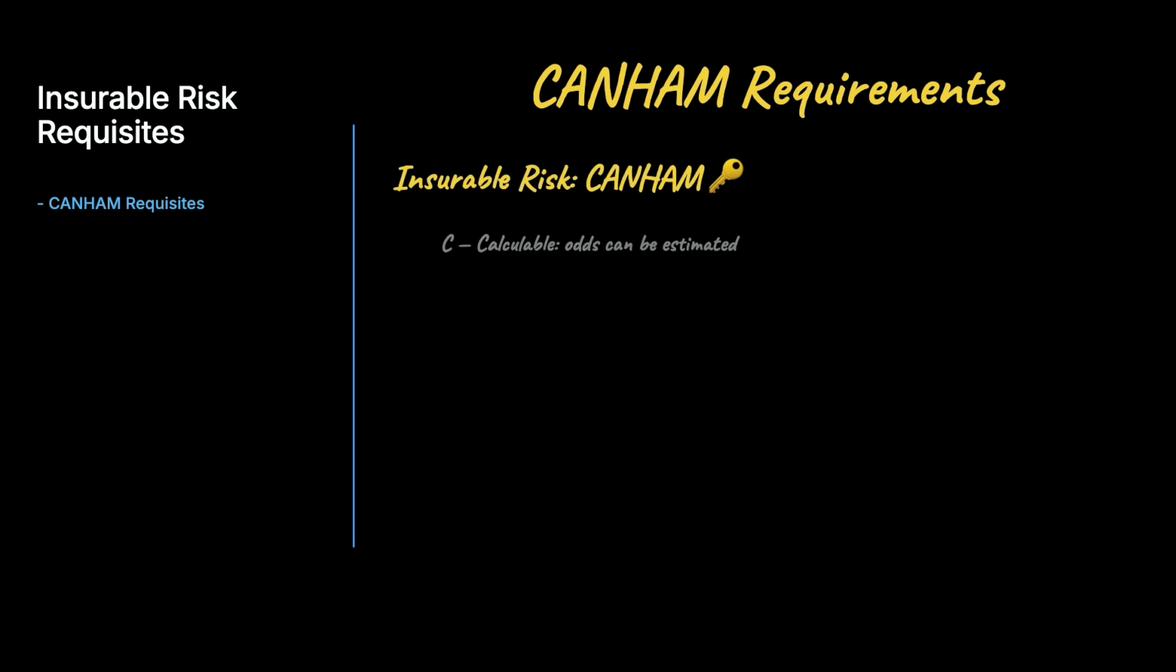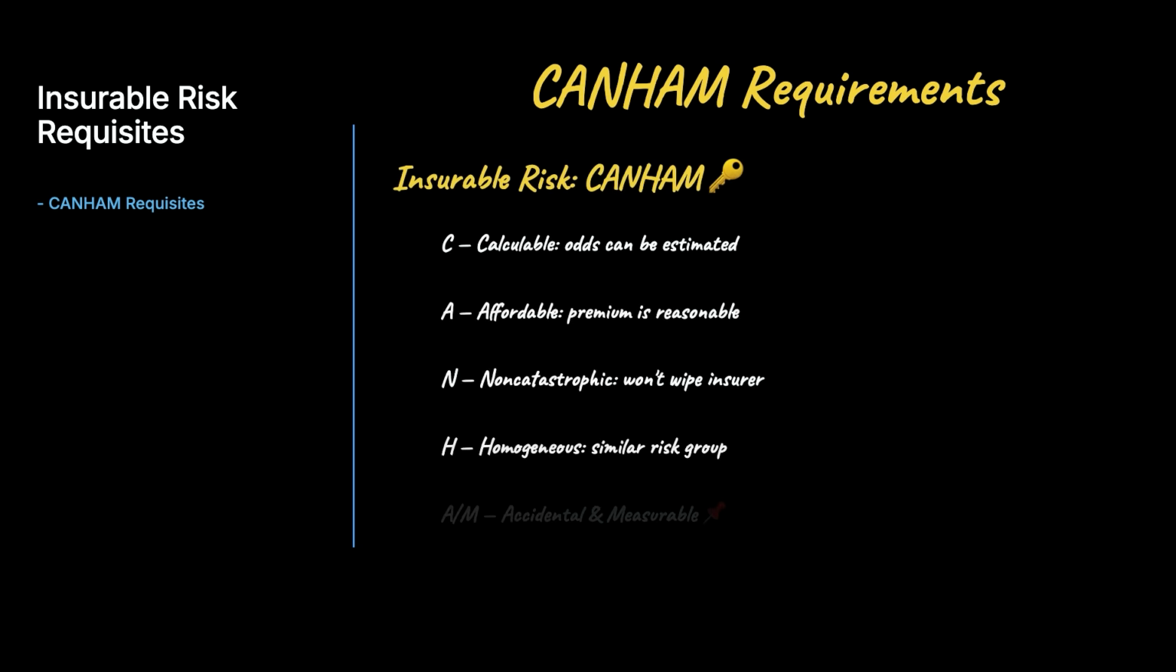But here's the thing, not every risk can actually be insured. To be ideally insurable, a risk must meet 6 requirements, and Kaplan organizes them with the acronym CAN-HAM. That stands for calculable, affordable, non-catastrophic, homogeneous, accidental, and measurable. Let me unpack each one, because the exam will ask which requirement a risk fails or satisfies.